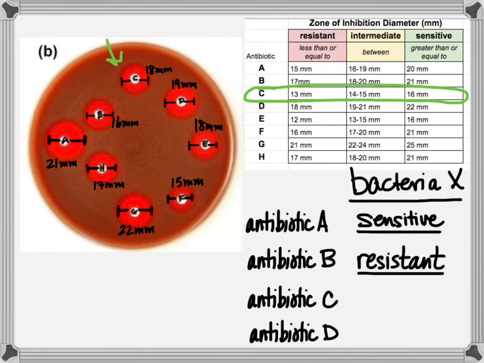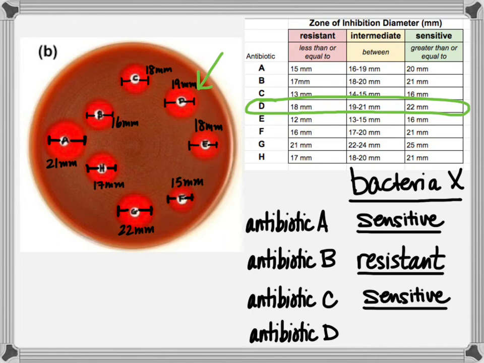Here's the disc for antibiotic C, and we note that the zone of inhibition has been measured at 18 millimeters. If we look at the table, we see that for antibiotic C, less than or equal to 13 millimeters would be resistant. 14 to 15 would be considered intermediate resistance. Aha! Greater than or equal to 16 millimeters, antibiotic C is still sensitive to the effects of this antibiotic. Let's look at one last one together.